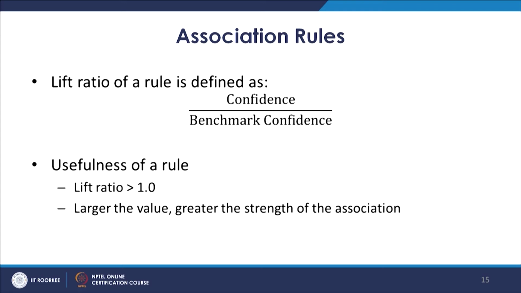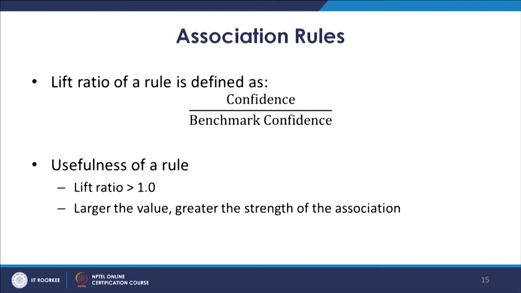Now, how can this lift ratio be used to find out the usefulness of a rule? As you can see here, if the lift ratio is greater than 1, that means the confidence of a rule is greater than the value of the benchmark scenario, where we assume that there is no association between antecedent and consequent item sets. So, a lift ratio value greater than 1 means that in comparison to the scenario where antecedent and consequent item sets are assumed to be independent, the confidence value is higher than that.